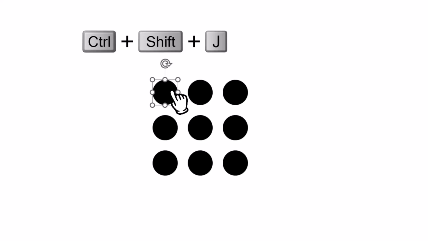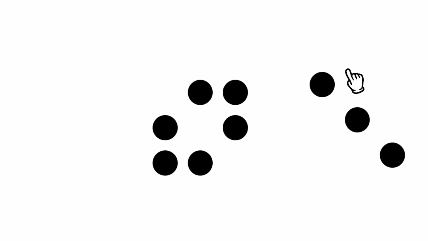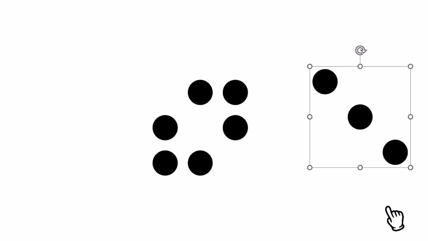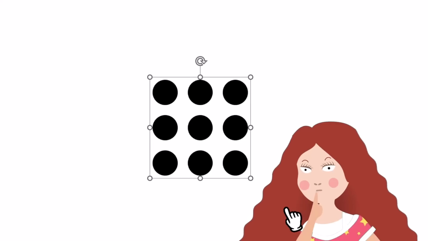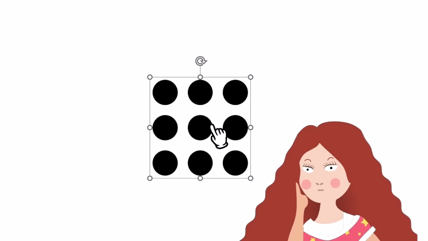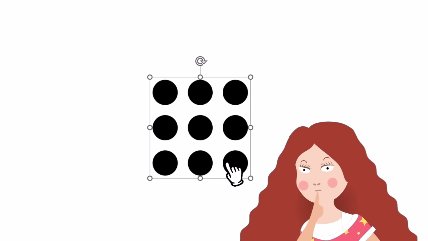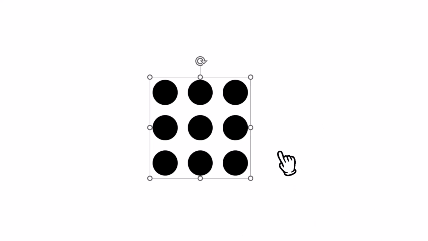All I need to do is to just select one of them and press Ctrl Shift J, which is the shortcut for regroup. Now see how these three elements are regrouped again. This is from the memory. PowerPoint knows that these three were grouped earlier and therefore now is grouping again using the regroup option.